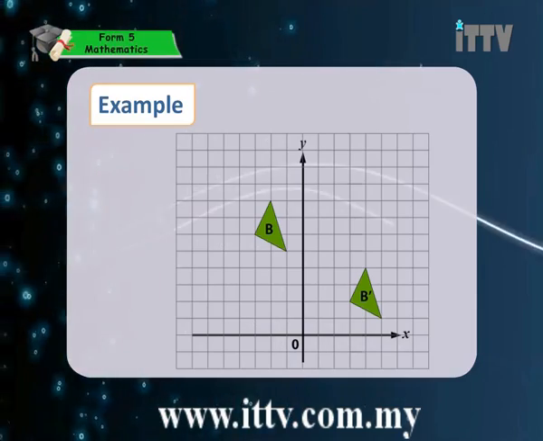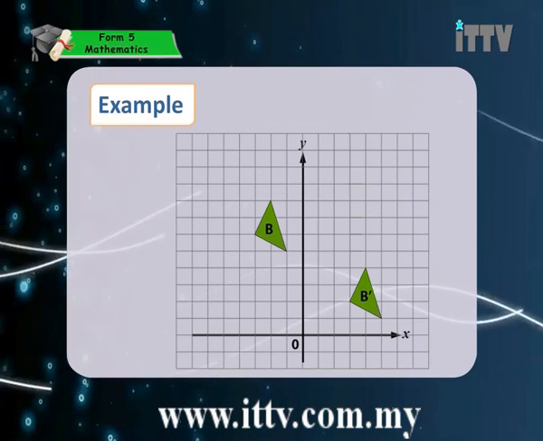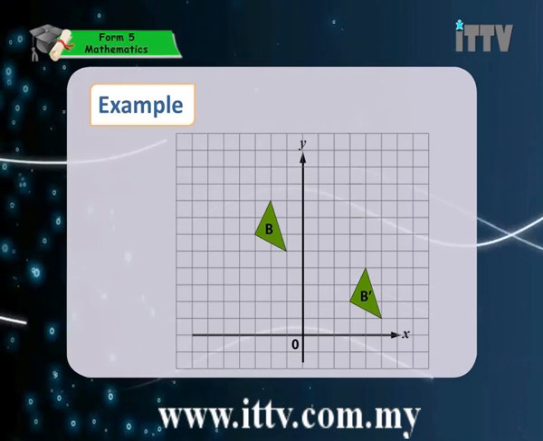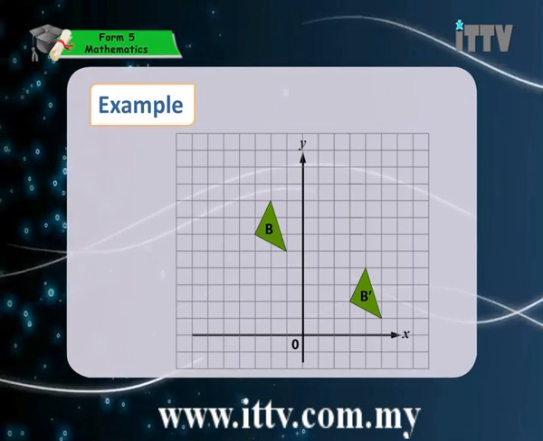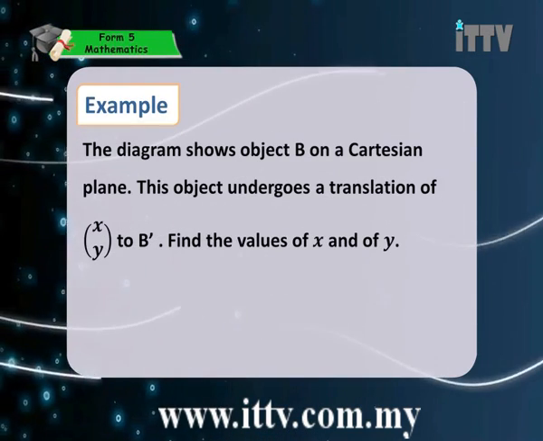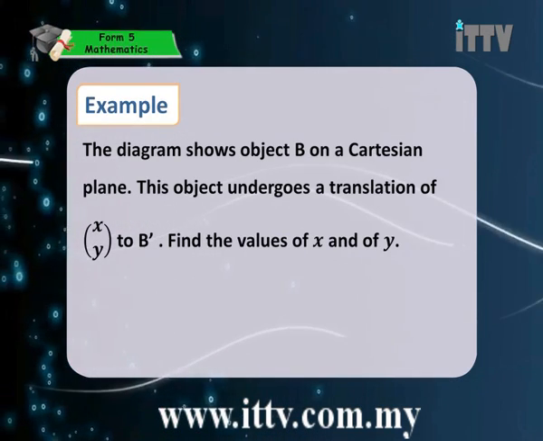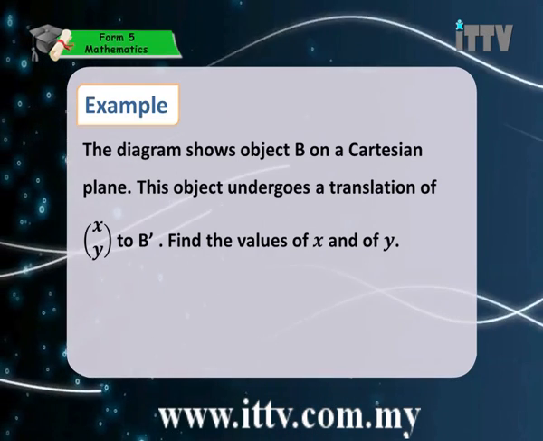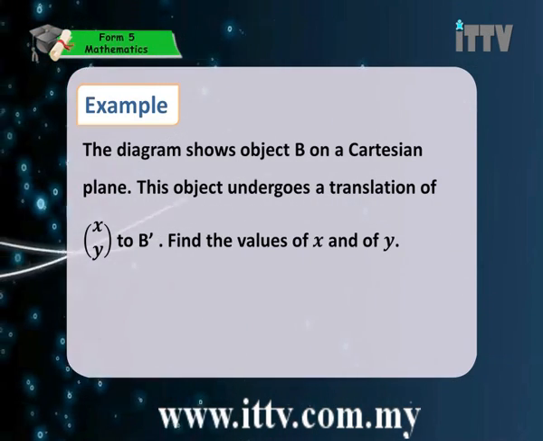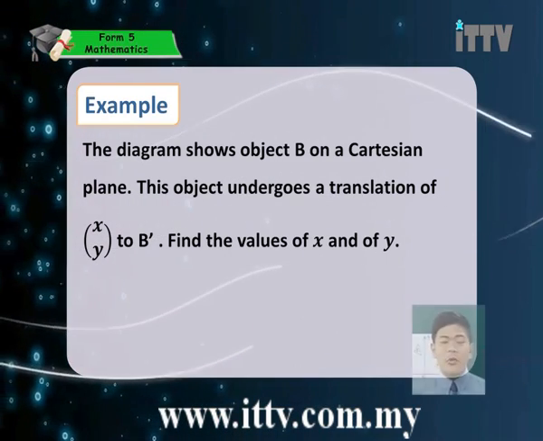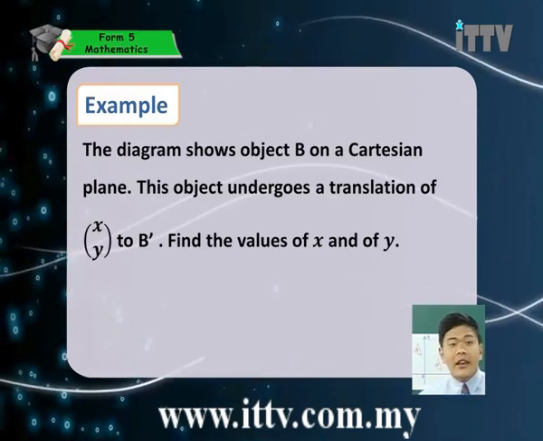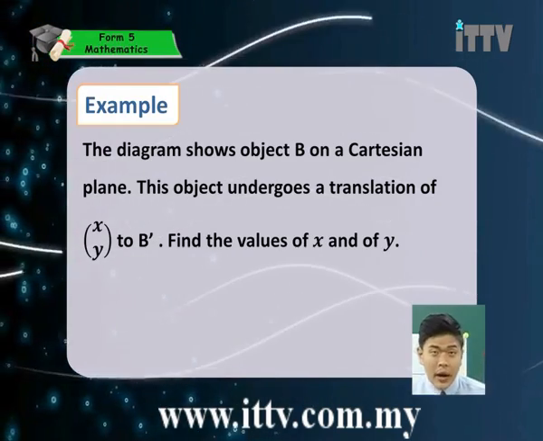Alright guys, let's take a look at the next example, still on translations. Take a look at this diagram. I want you to now try this out. You can see that there are two triangles right here, B and B prime. The diagram shows object B on a Cartesian plane. This object undergoes a translation of (x, y) to B prime. Find the values of x and y. I want you to try this out. It is very simple. Take a look at the diagram again and find out what the values of x and y are.